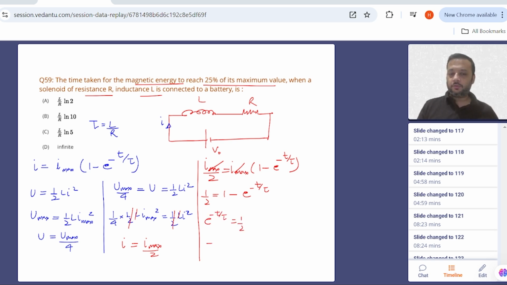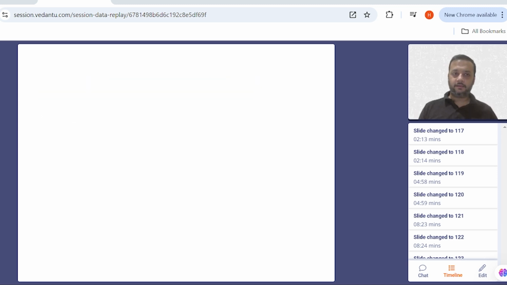If you take ln on both the sides, then we get minus t by tau is equals to ln half. Ln half can be written as minus ln 2, which means t is equals to tau ln 2. And if you put the value of tau as L by R, so option A becomes the correct answer. T will be L by R ln 2. Let's move ahead to the next question.